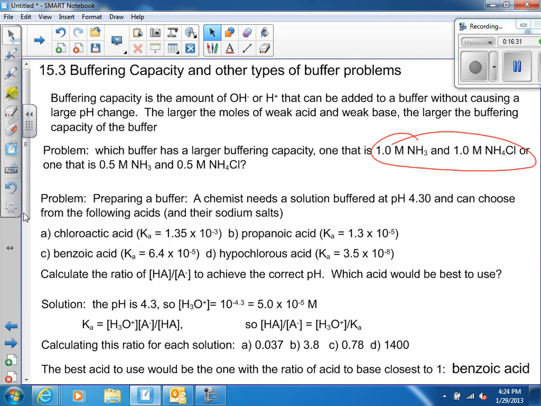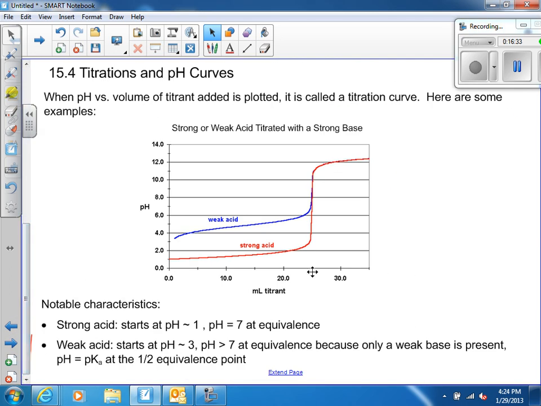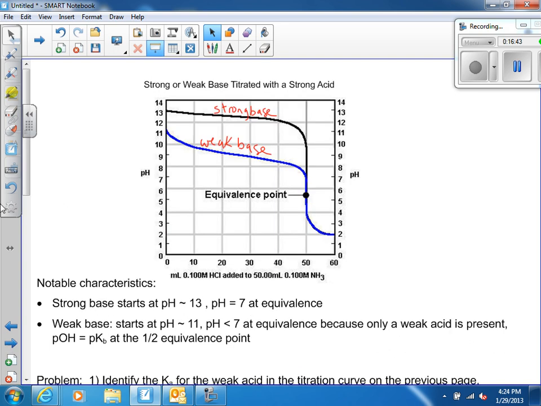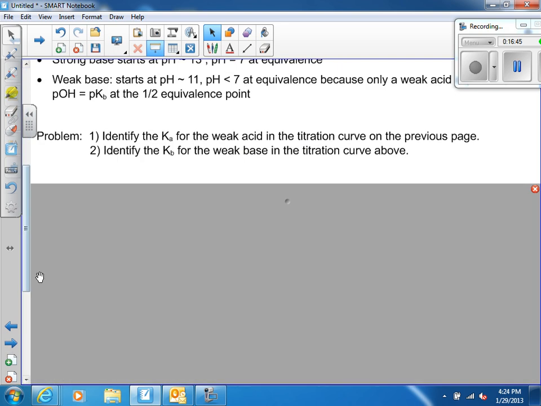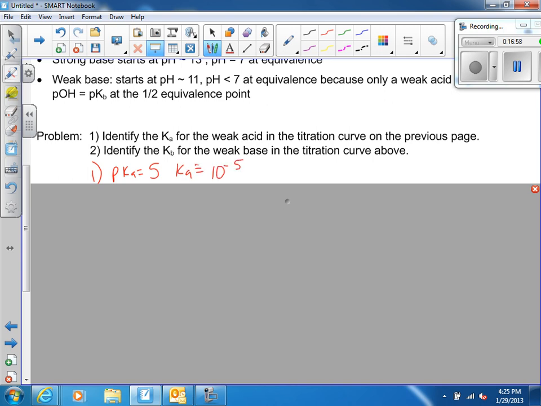So for the weak acid, you go to the half equivalence point. You should pause if you want to do this on your own. Go to the half equivalence point. We're at 5, so the pH was 5. Number 1, the pKa is 5, so the Ka is 10 to the minus 5. It's approximately. It should say approximately.